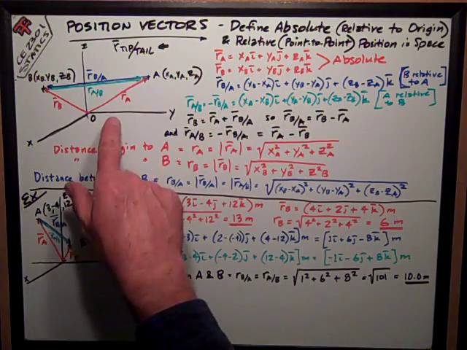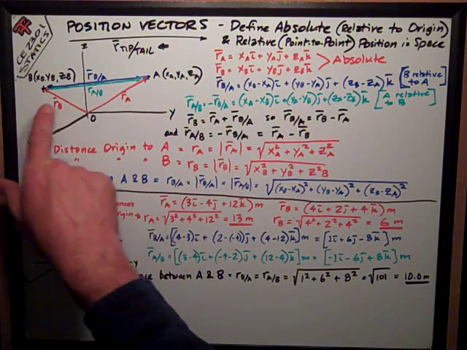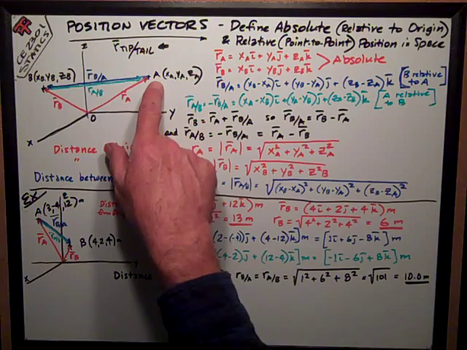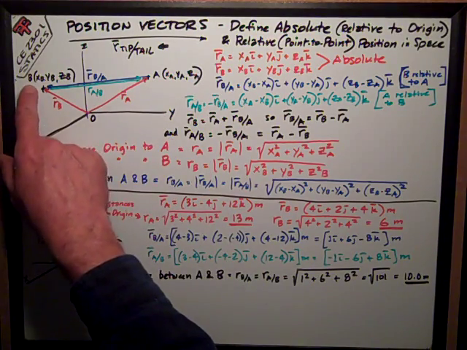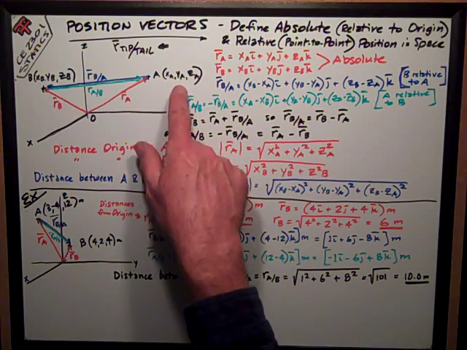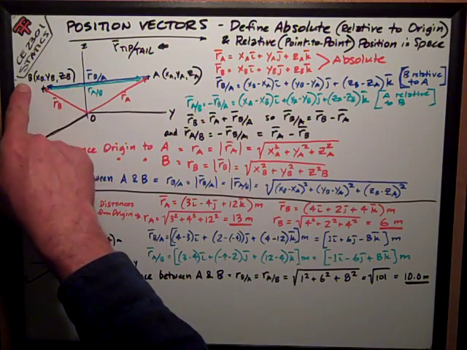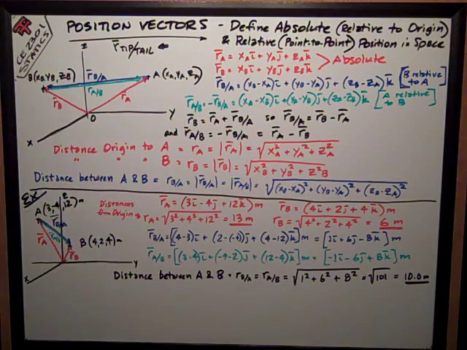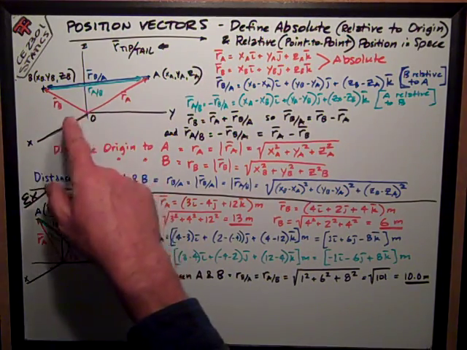So we show here on this diagram 2 points, A and B. Point A is at coordinates XA, YA, and ZA. Similarly, B is at XB, YB, and ZB. Just the coordinates of it in this three-dimensional coordinate system.